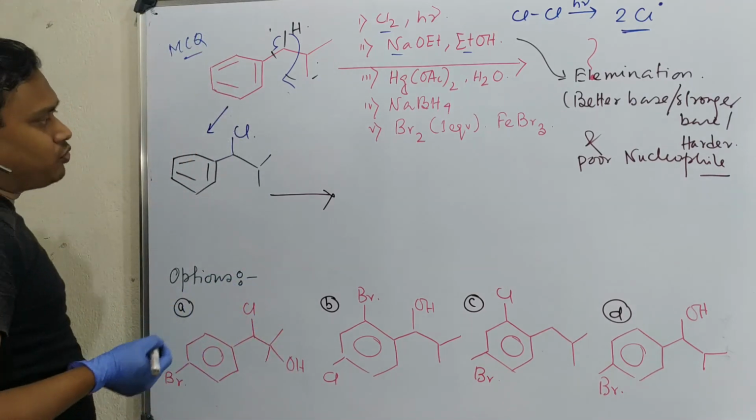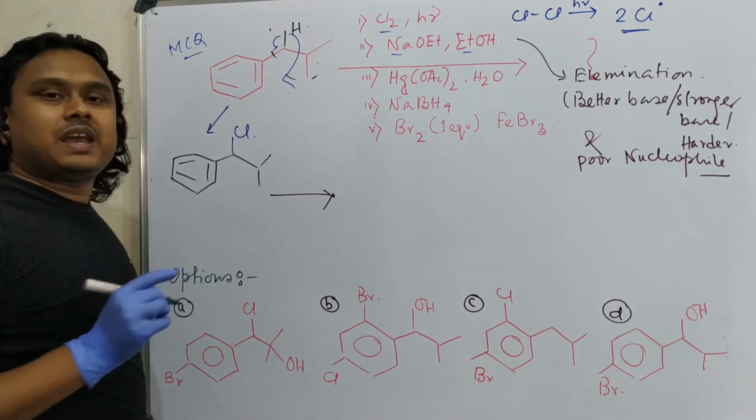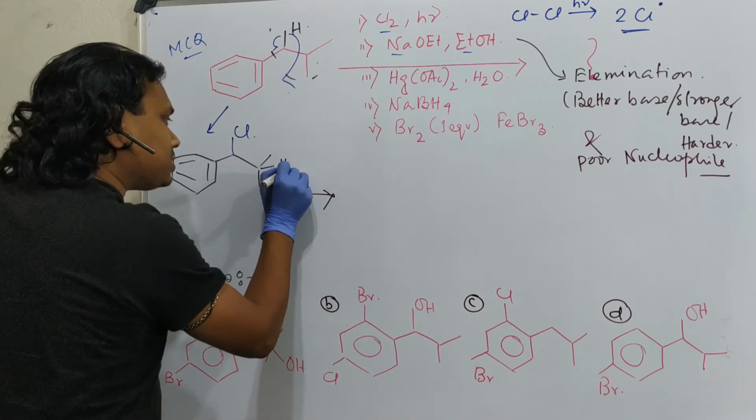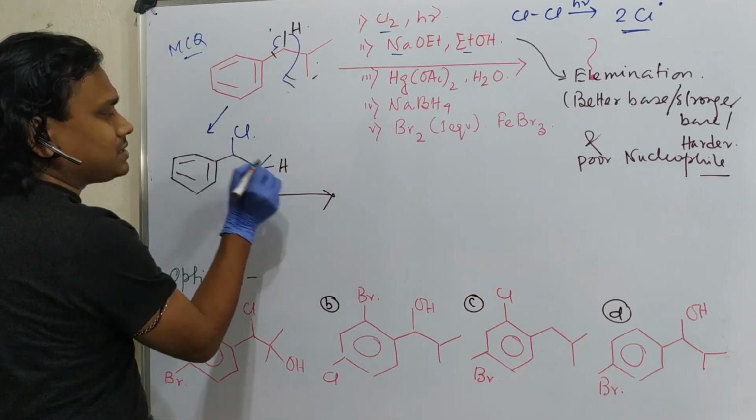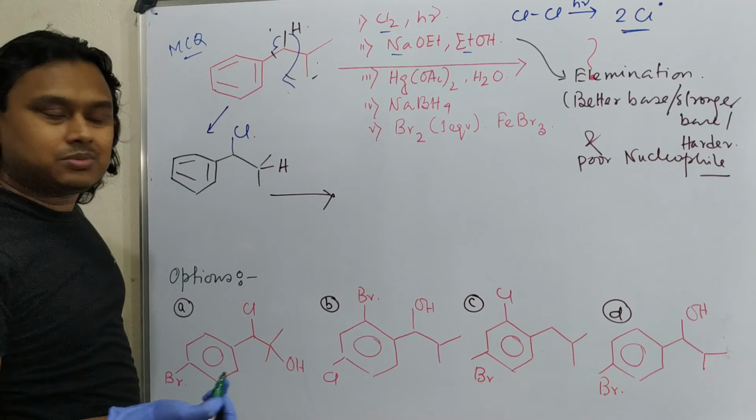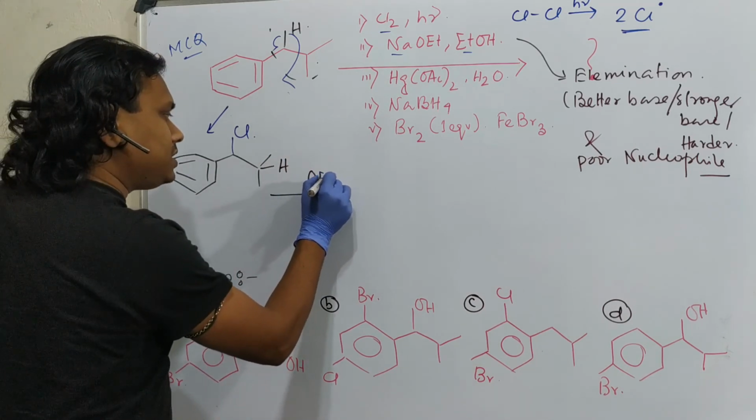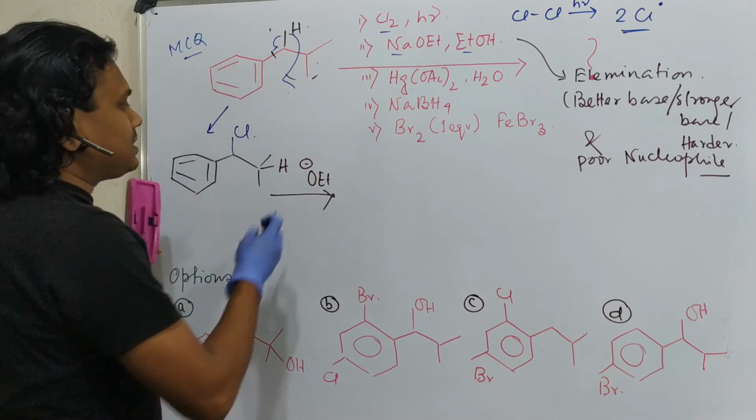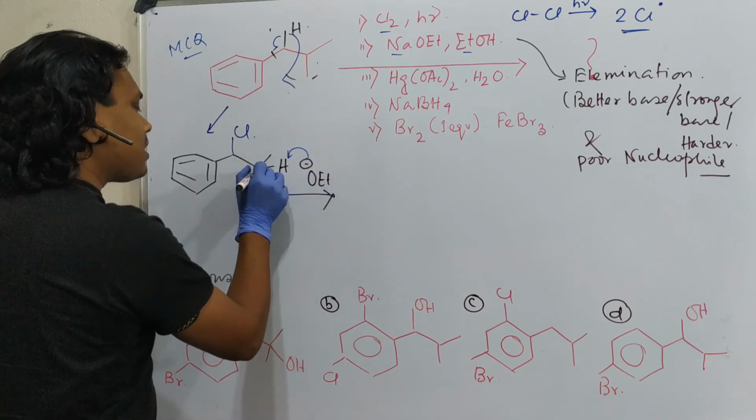Now question, from where can it abstract? It's an elimination reaction. Better to say alpha of the substitution, meaning this carbon is substituted, and alpha is this. So this proton will be abstracted, simply because this proton is available. So this OEt minus will act as a base in this way.